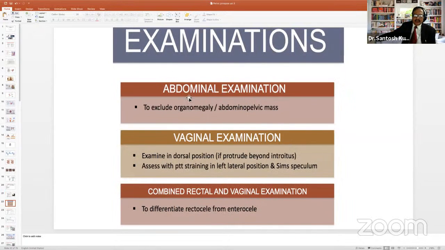On abdominal examination, rule out any abdominal pathology which could be leading to this, like an ovarian mass, ascites, or any tumor. Vaginal examination is done to study whether it is a cystocele, a urethrocele, an enterocele, or a rectocele.